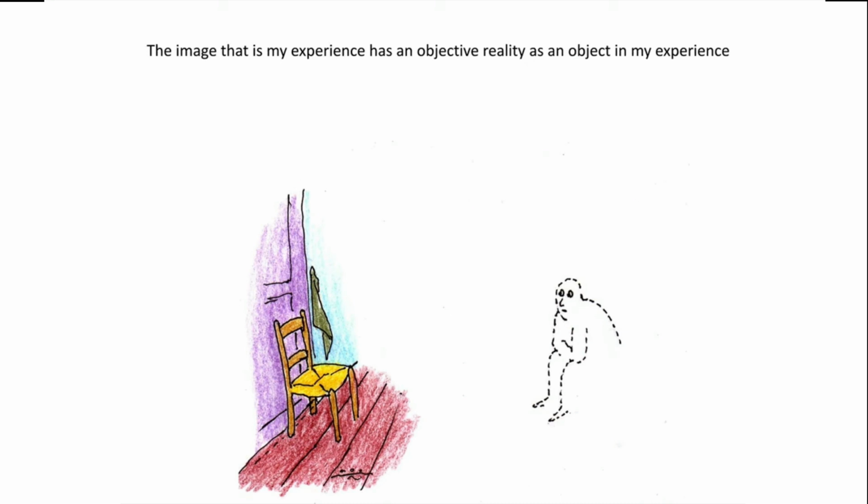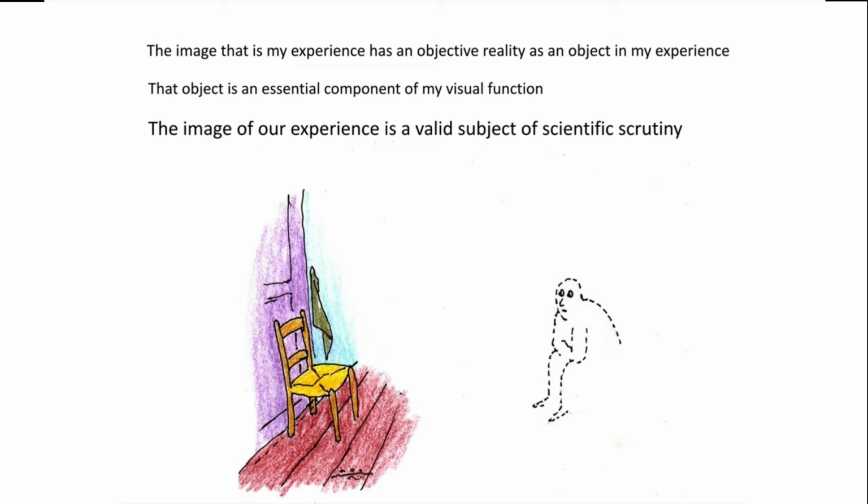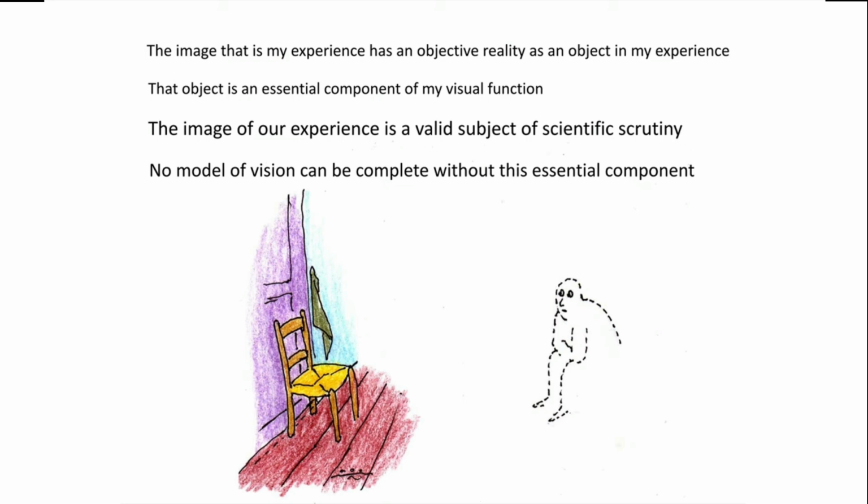The image that is my experience has an objective reality as an object in my experience. That object is an essential component of my visual function. The image of our experience is therefore a valid subject of scientific scrutiny. Indeed, no model of vision can be complete without this essential component.